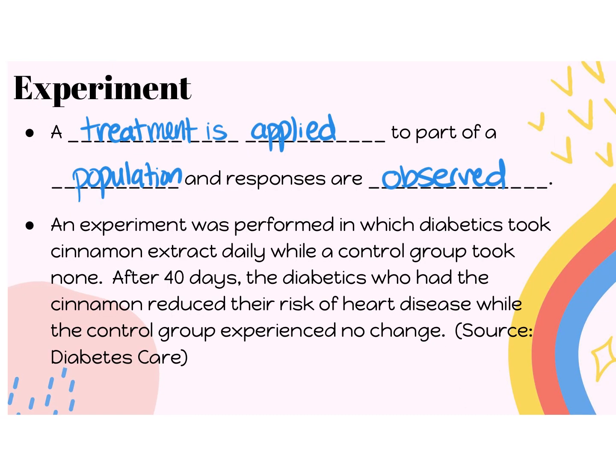An experiment is when a treatment is applied to a part of a population and responses are observed. Okay, so something has to be changed about the population. So an experiment was performed in which diabetics took cinnamon extract daily, while a control group took none. After 40 days, the diabetics who had the cinnamon reduced their risk of heart disease, while the control group experienced no change.